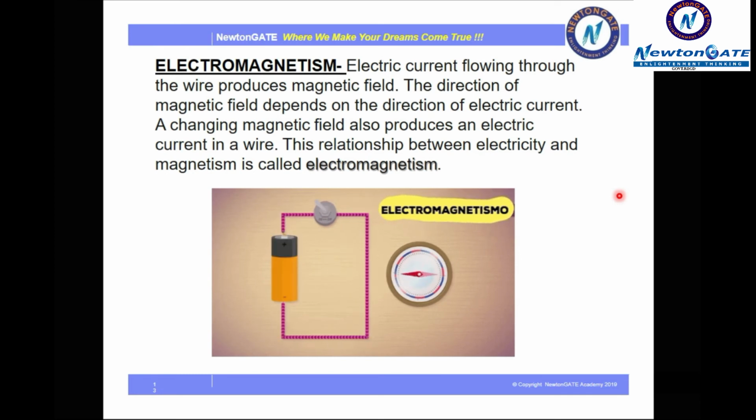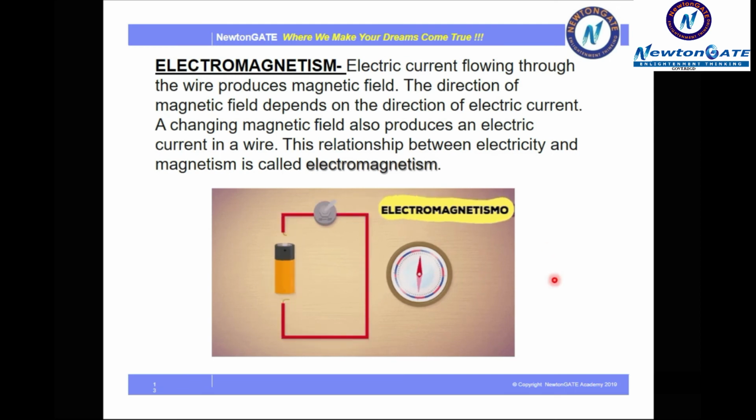An electric current flowing through the wire produces a magnetic field. This has been understood already. The direction of the magnetic field depends on the direction of the electric current. See here, what is happening? We are changing the direction of the electric current by changing the orientation of the battery. Whenever we change the orientation of the battery, the direction of the current is changing and the direction of the magnetic field is changing as well.